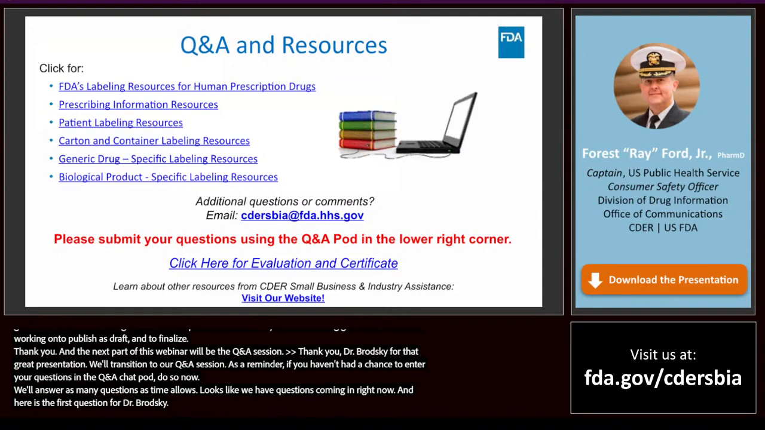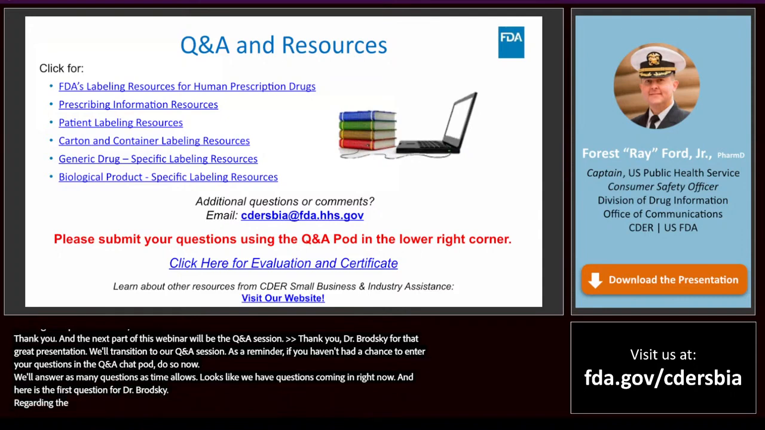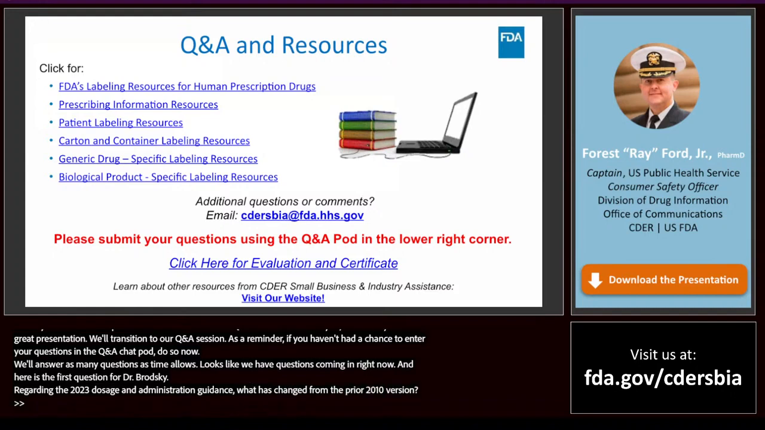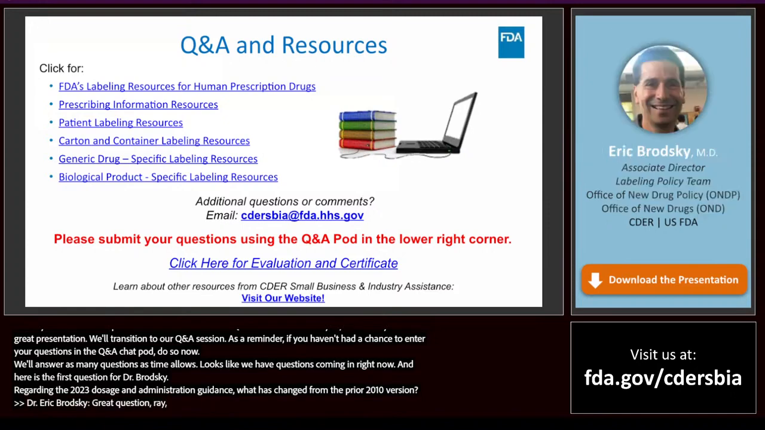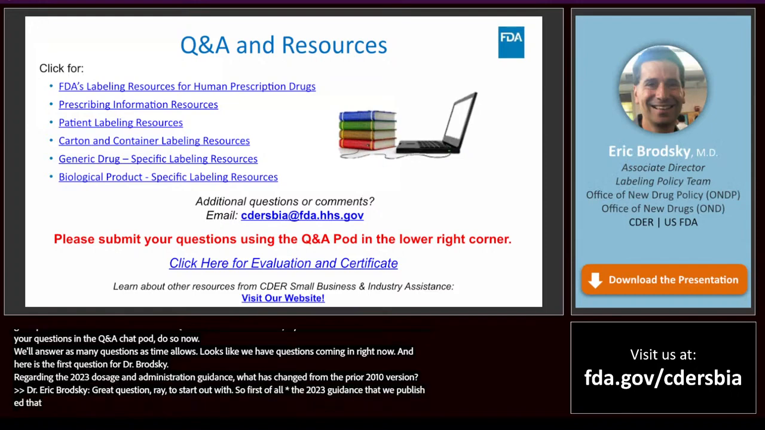Regarding the 2023 dosage and administration guidance, what has changed from the prior 2010 version? Great question, Ray, to start out with. So first of all, the 2023 guidance that we published about a week and a half ago is about 32 pages long. The 2010 guidance, 13 years ago, is about 9 pages long.